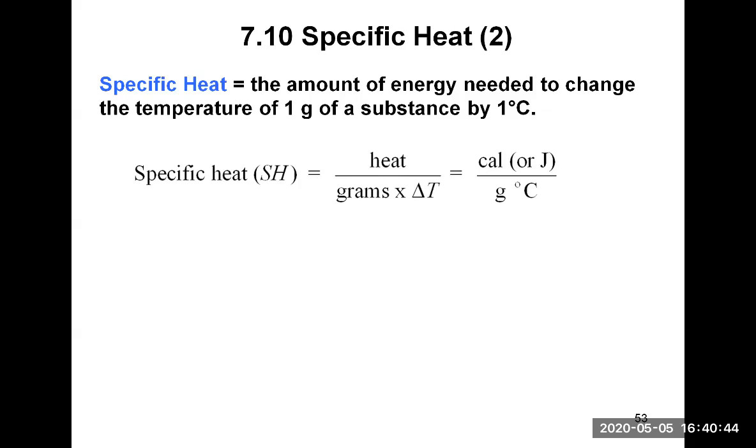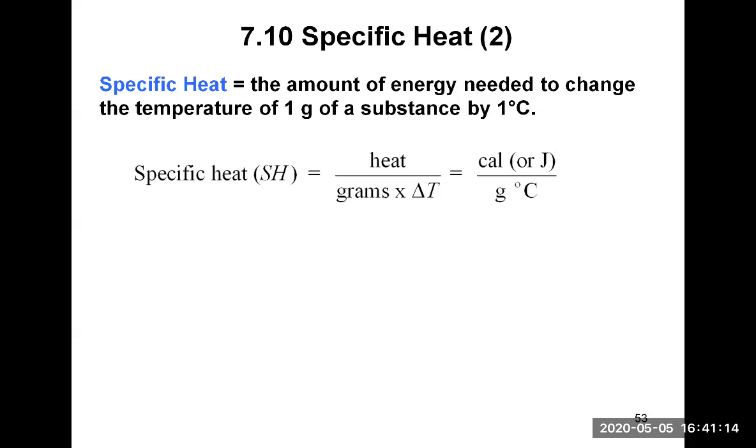So specific heat has a complex unit that is in calories per gram and per degree Celsius, or if heat is given in joules, capital J is the symbol for joule. It's a unit of heat. And so specific heat can also be given in joules per gram and per degree Celsius.